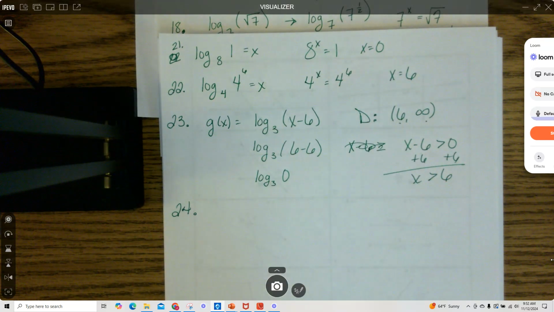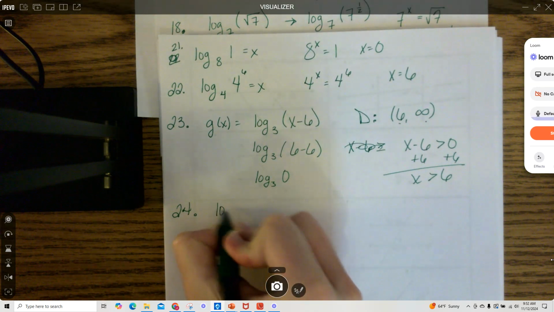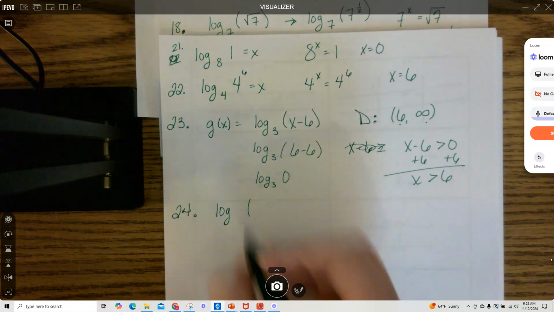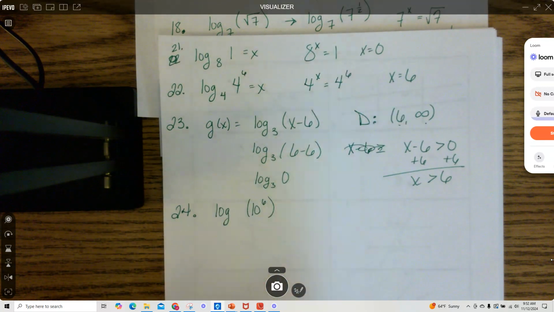Log. Wait, there's no base. It just has a 10. Okay, so like, and then just something in parentheses here. No, it's just 10 to the power of 6. Like right next to log, it's 10 to the power of 6. 10 to the power of 6 like this. Yeah, just no parentheses. Okay, this is base 10.